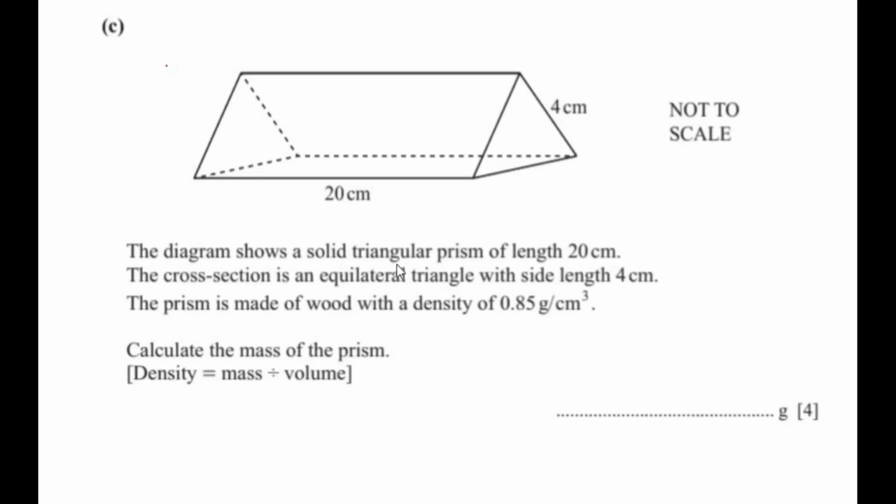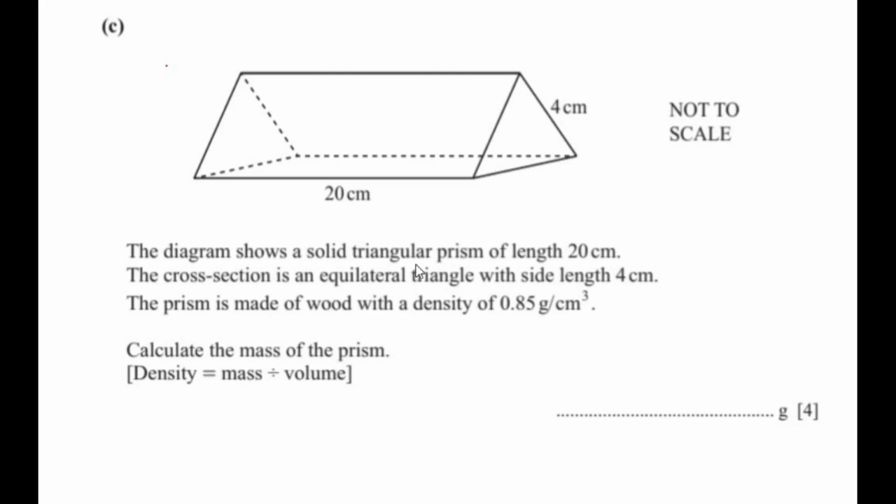The diagram shows a solid triangular prism of length 20 cm. The cross section is an equilateral triangle with side length 4 cm. The prism is made of wood with a density of 0.85 grams per cubic centimeter. Calculate the mass of the prism, and they have given the formula relating density, mass and volume.